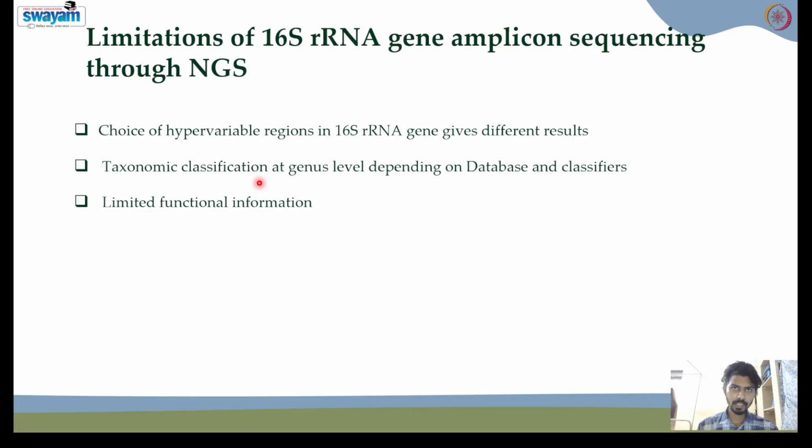It is always recommended to use a uniform global database and classifier so that we could be more appropriate in identifying the microorganism. And due to the limited functional information on the microbial community, which also limits the 16S rRNA gene amplicon sequencing method.